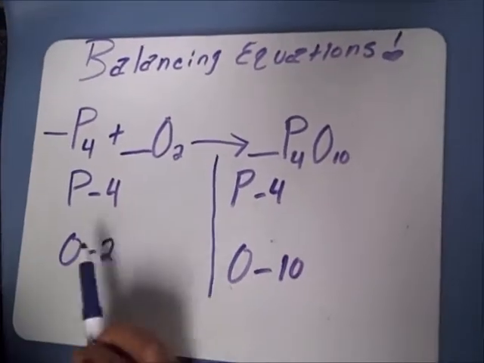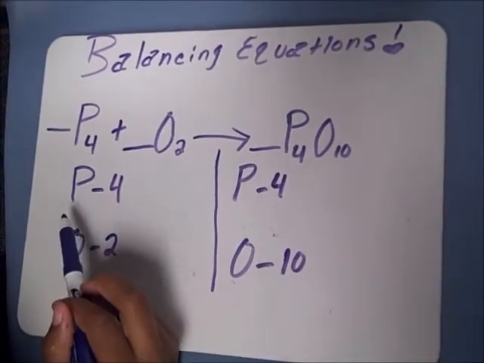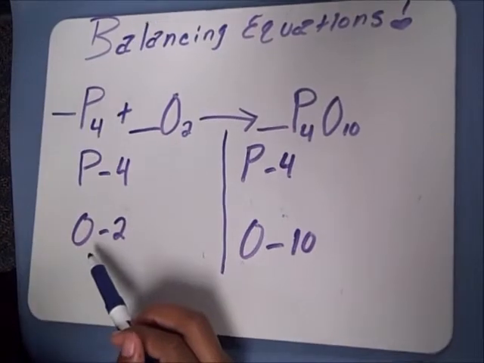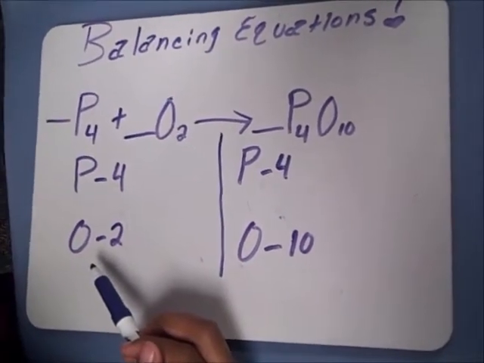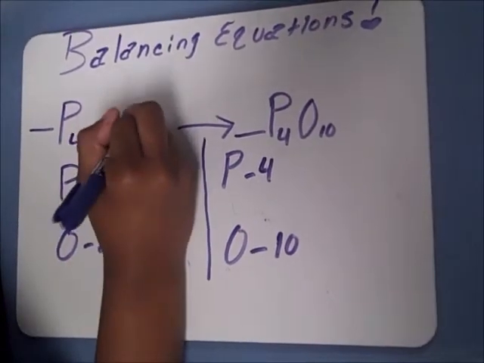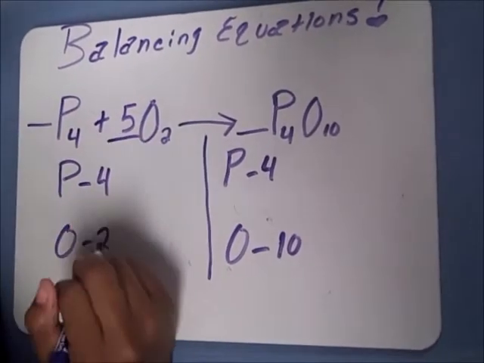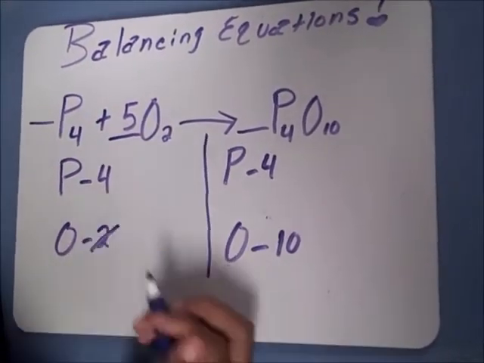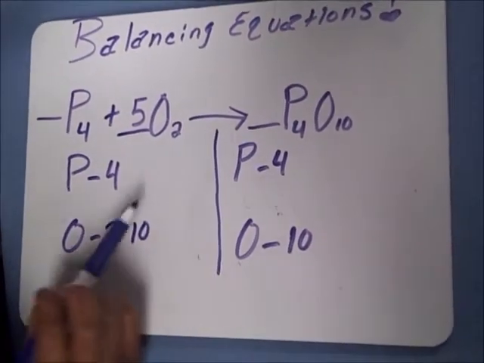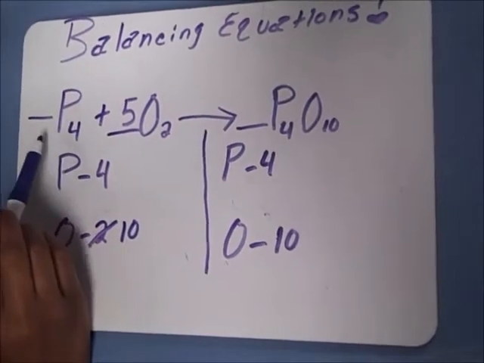Then you're going to see which is not balanced. Right now your P's are balanced, but your O's are not. So now you're going to come over to your O's and see what can balance them. I'm going to write a 5 right here because 5 times 2 equals 10. So I'm going to cross out this 2 and write 10. So now they're equal.